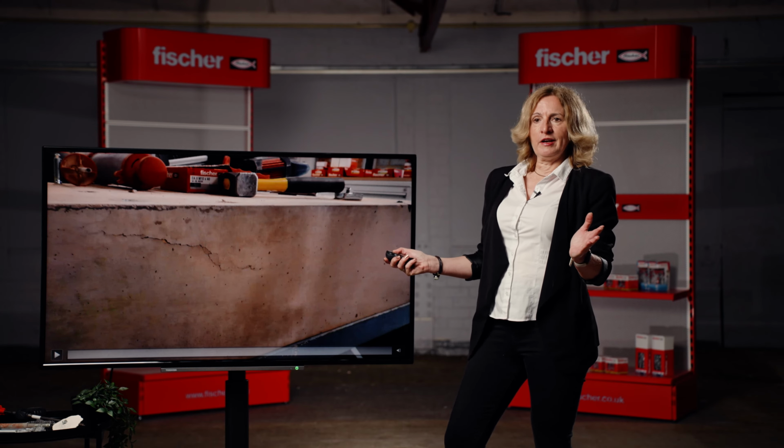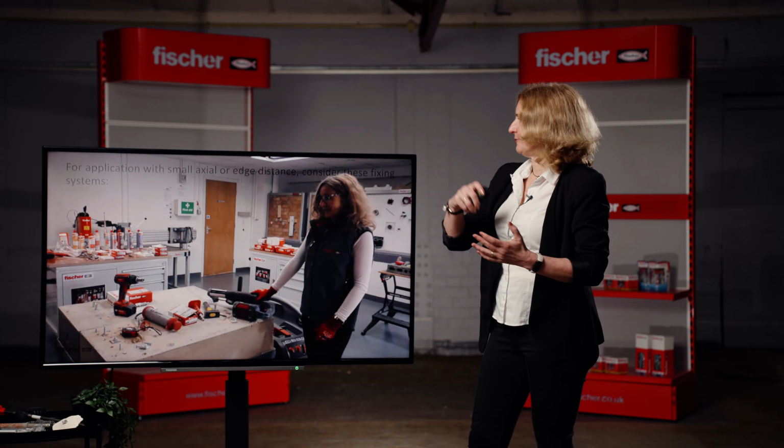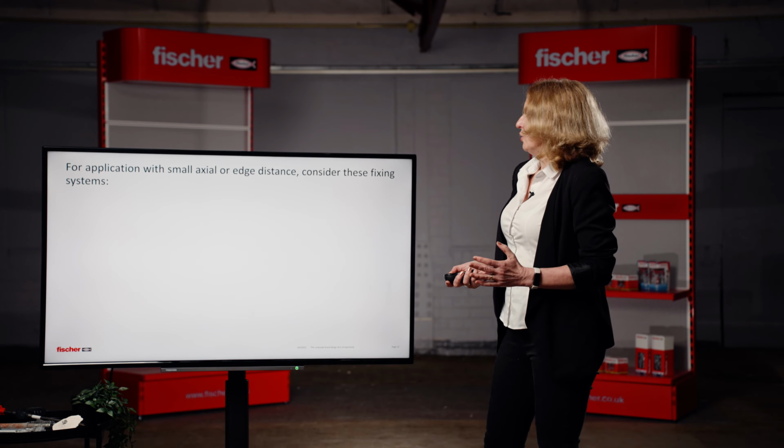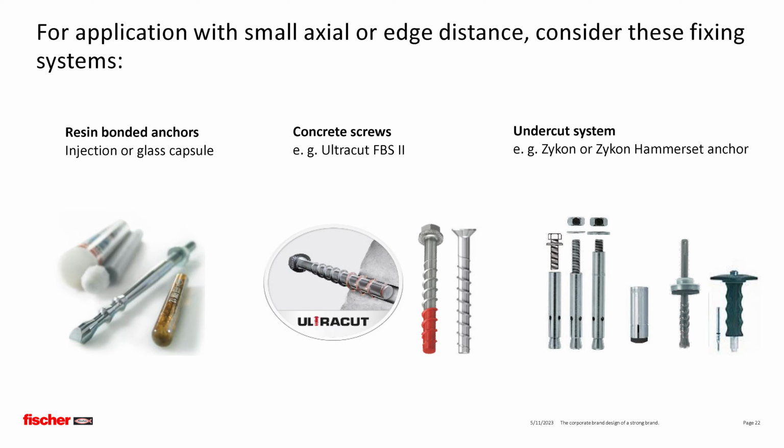So that video very clearly demonstrated why it is important to observe the minimum allowable edge distance specified. For that anchor I was installing, that was ETA M10, the minimum allowable edge distance is actually 150 mil. Okay, so if you don't have that available, what else can you do? For applications with small axial or edge distances, you should be considering other fixing systems, for example, resin anchors, concrete screws, or undercut anchors. These are expansion-free systems.